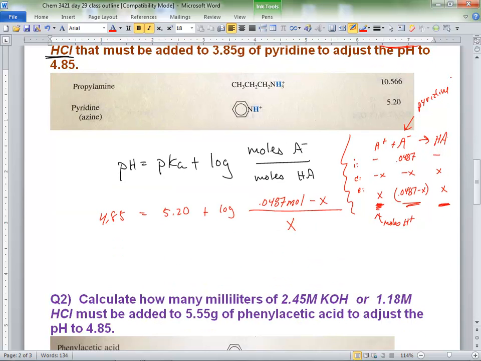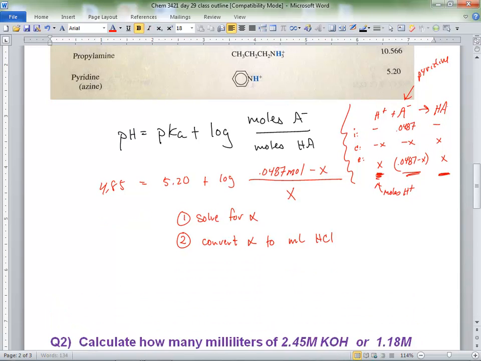Right? So you could do this. Solve for X, right? And then convert X to milliliters of HCl. Try it. Okay? Try it. If I lost you along the way here, just ask so I can help you out.